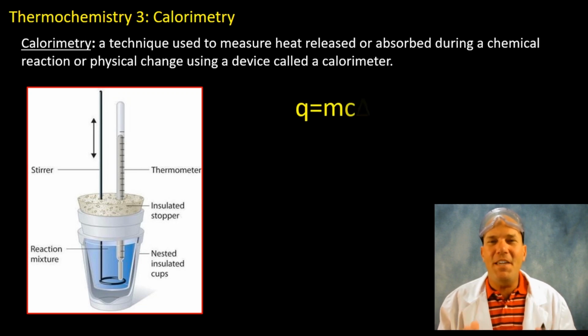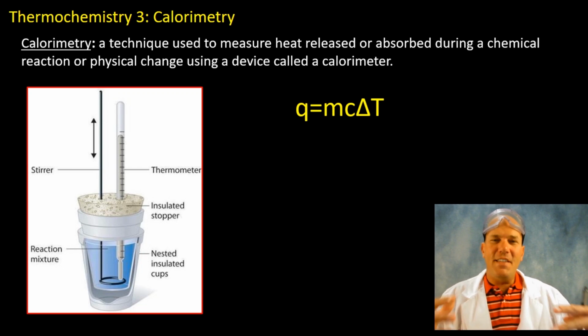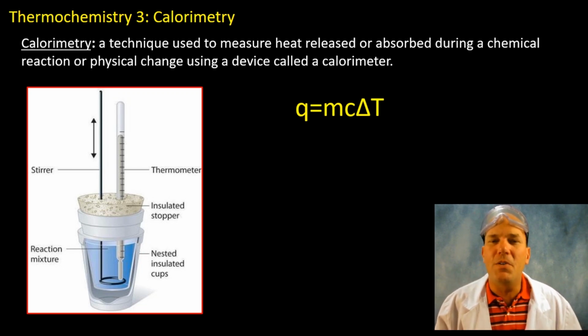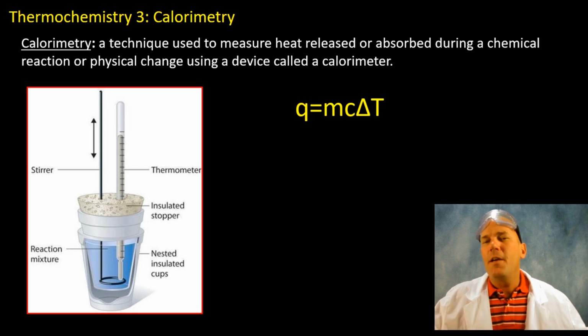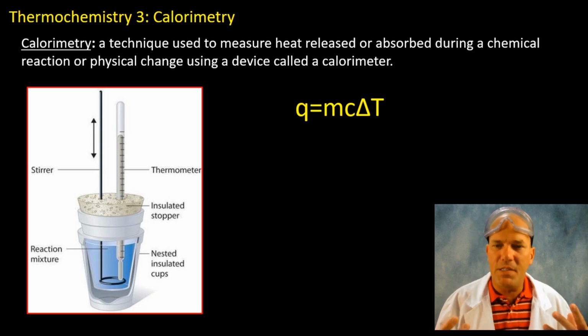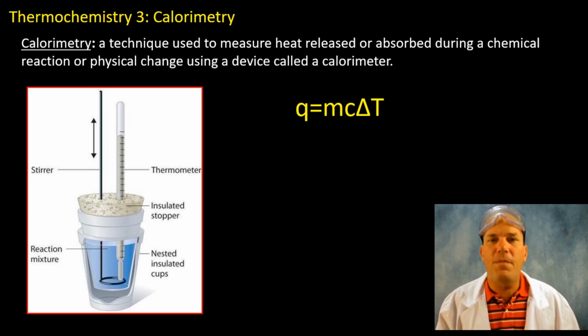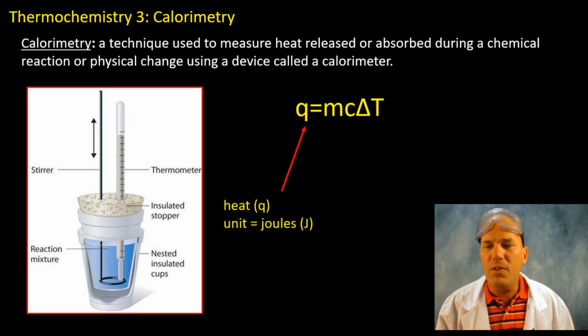Okay, Q equals MC delta T. This is the equation that we're going to be using when we look at how heat is measured and how it's actually released and absorbed within a system. So this is our way of quantifying heat released and absorbed. So let's go through the equation. It's very important to understand each part and the units.